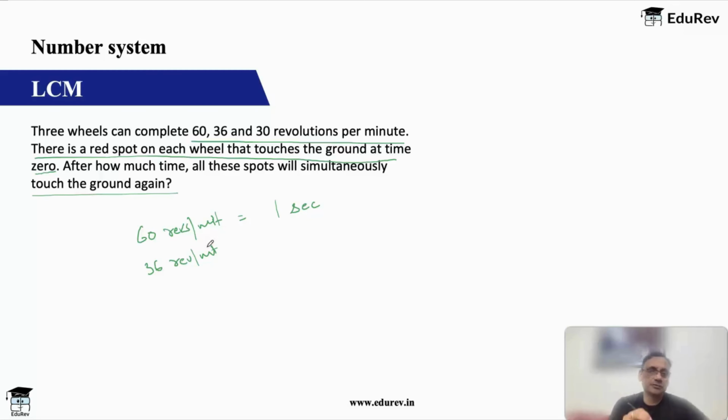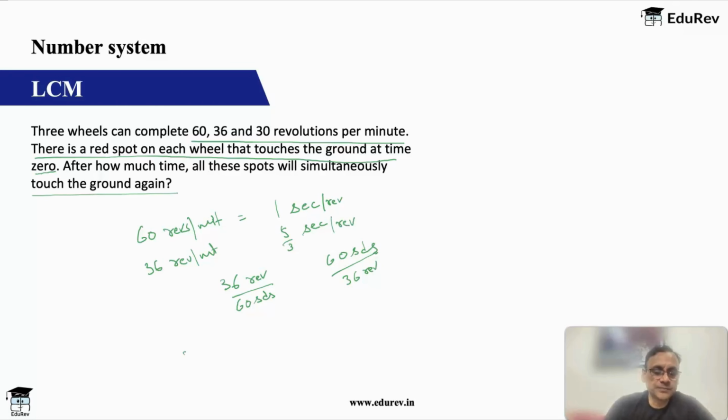You will have to do reverse of this. 36 revolutions in a minute. That means 36 revolutions in 60 seconds. And you reverse this, that means in 60 seconds it does 36 revolutions. That means it does 60 upon 36 or 5/3 seconds for each revolution. So this is 1 second per revolution. This is 5/3 seconds per revolution.